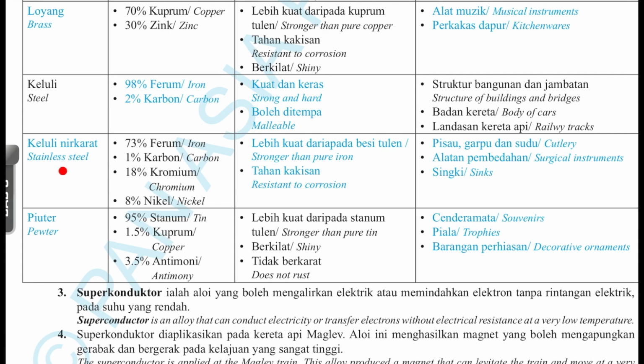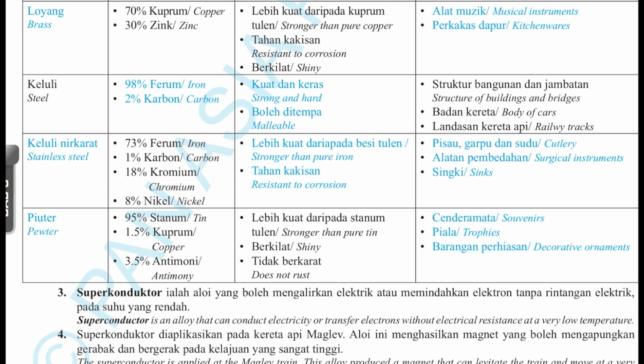And then stainless steel. Stainless steel consists of iron, 73% iron, 1% carbon, 18% chromium, 8% nickel. The properties stronger than pure iron, resistant to corrosion. We used to make cutlery. Cutlery ni pisau, garpu, sudu lah. Surgical instrument, sinks.